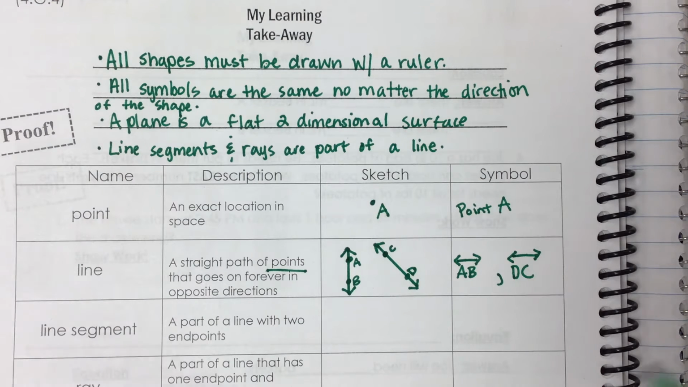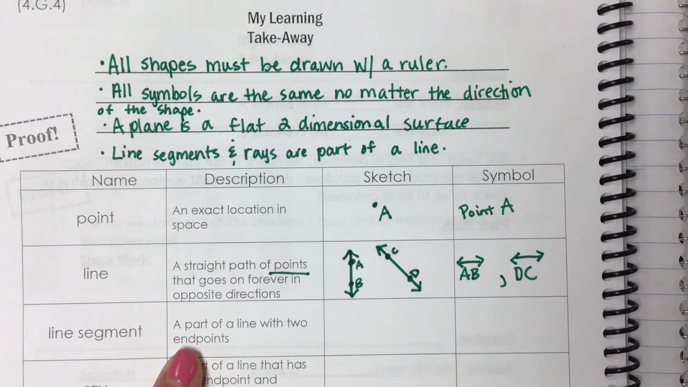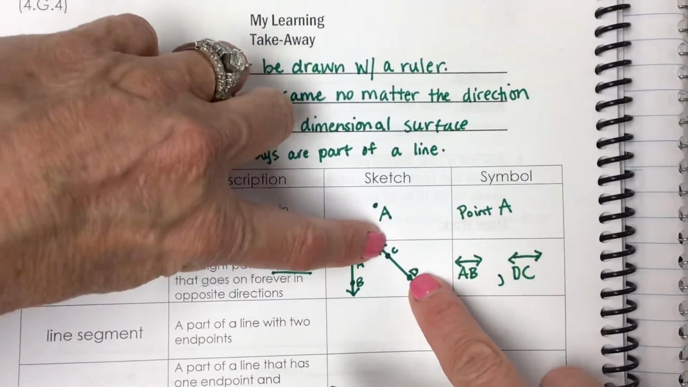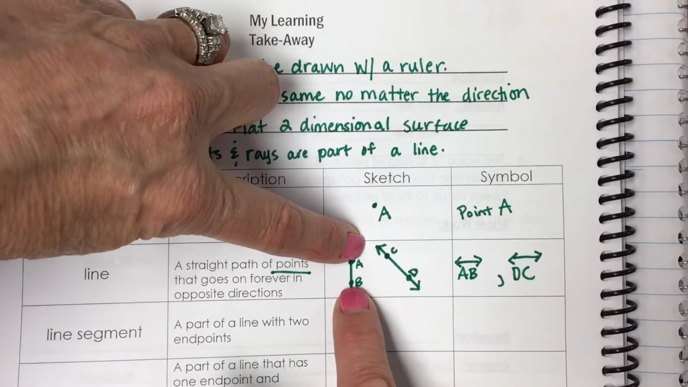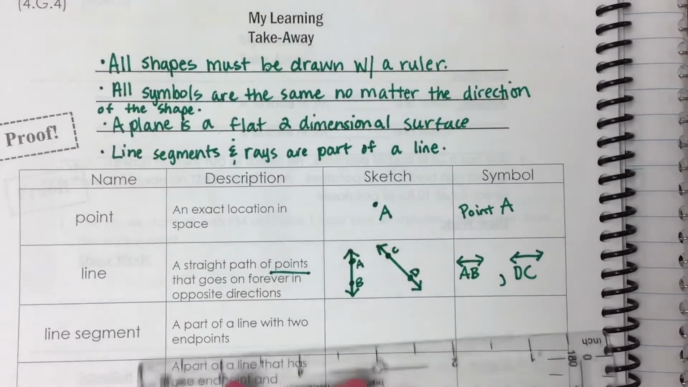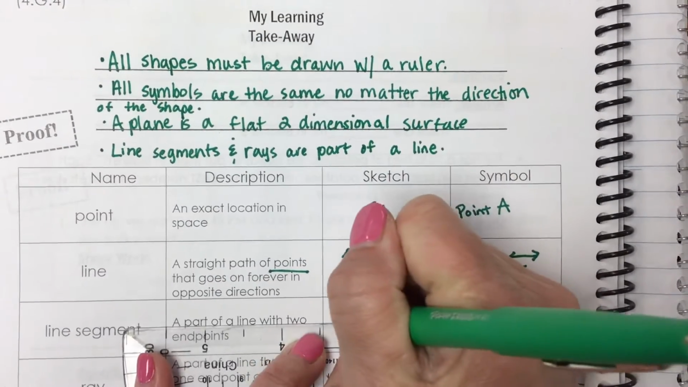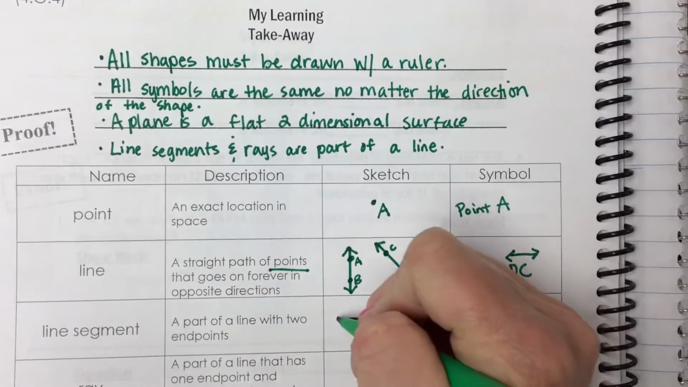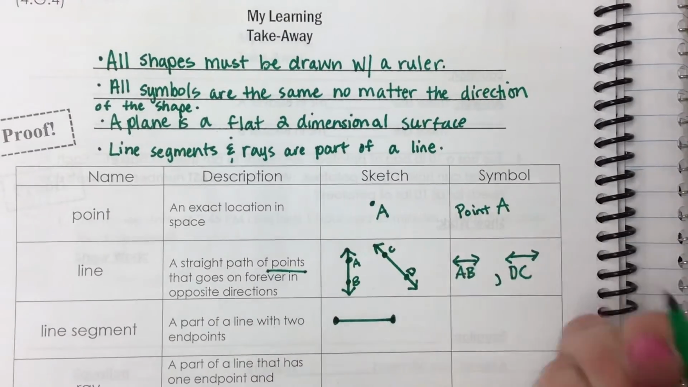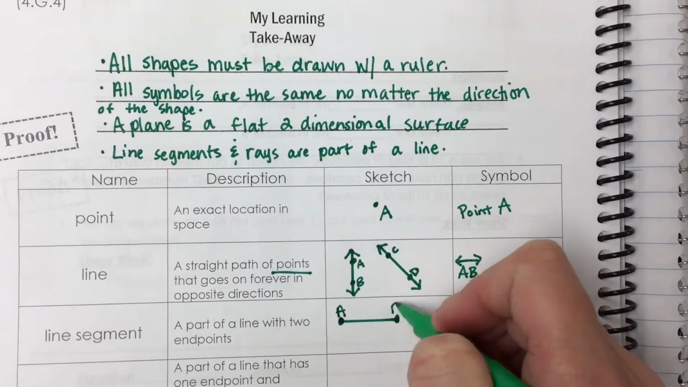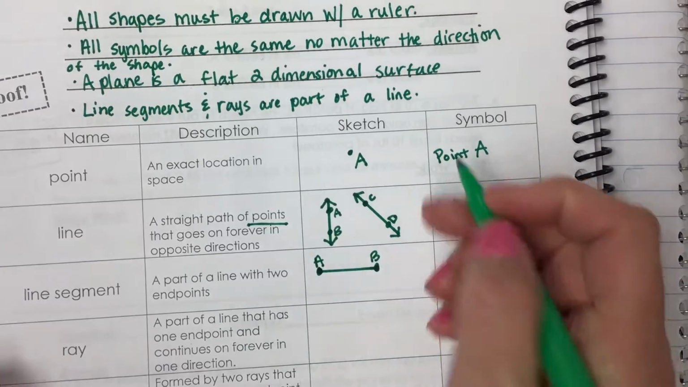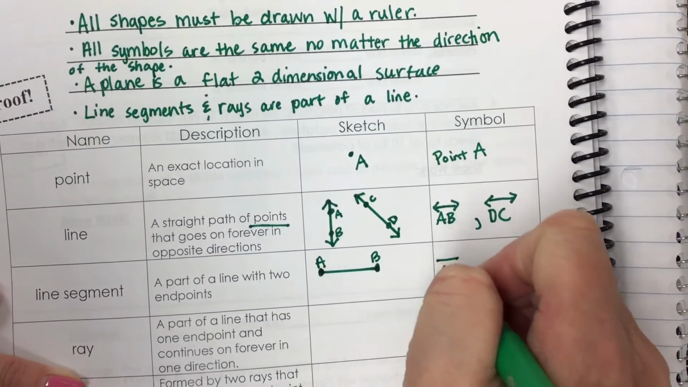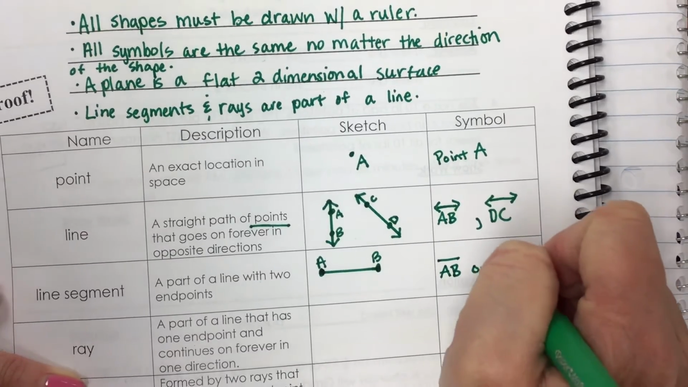Okay, then we just saw a line segment on our term viewer. It's a part of a line with 2 endpoints. So CD right here is a line segment. AB right here is a line segment. You're just calling out part of the line. We can draw it however we want. We do have to have a point on each end. And our symbol for that, I already said, we never have points on our symbols. So it's just AB or BA.